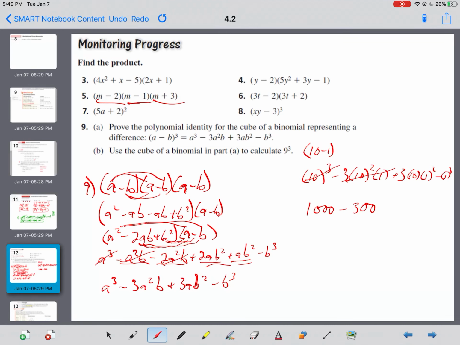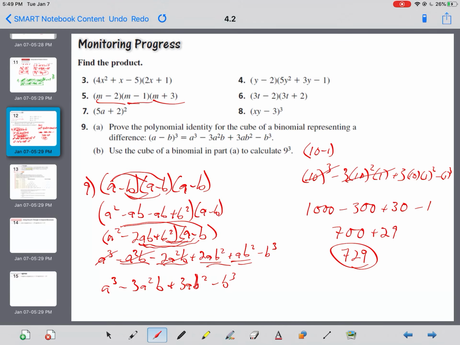So we did that one and that one. 1 squared is 1, so that doesn't matter. That's just a 1. So 3 times 10 is 30. And we're going to minus 1. Well, 1,000 minus 300 is 700. Plus 30 minus 1 is 29. So that's 729. Do it that way. It's easy to read for the calculator. That's what I would do.